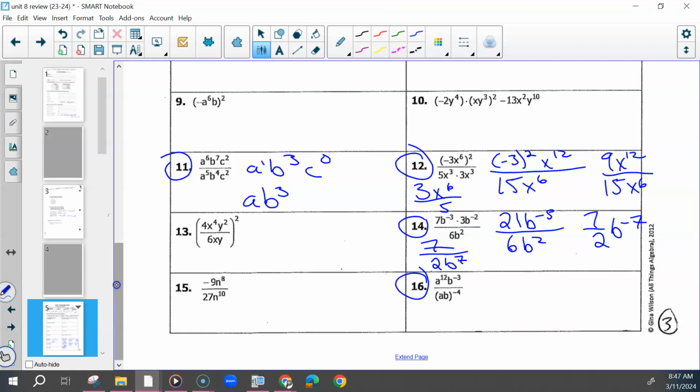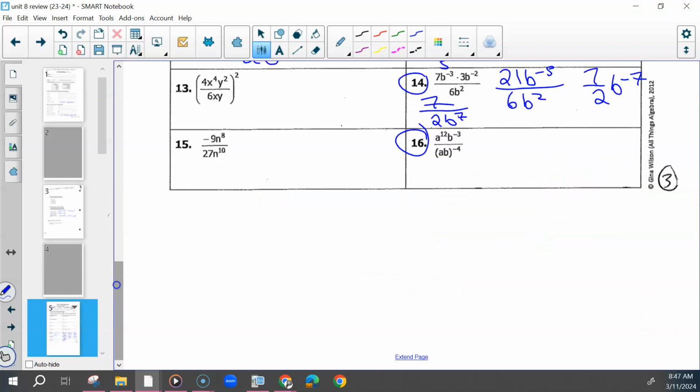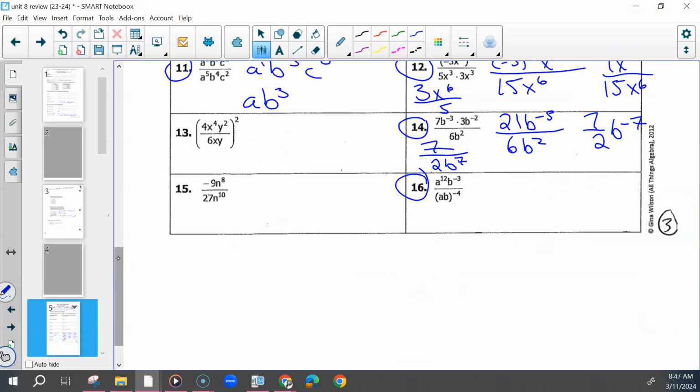And 16 is similar to 12, but in reverse. So we have to deal with these exponents first. So a to the 12, b to the negative 3 over, multiply all of your exponents, a to the negative 4, b to the negative 4. Then subtract your exponents. 12 minus a negative 4 would be 16. Negative 3 minus a negative 4 would be 1. Or you can just write it like this.